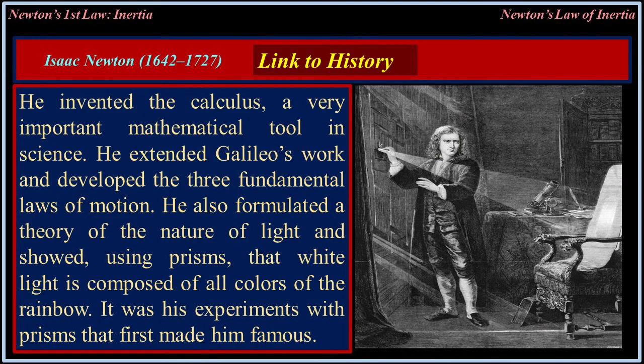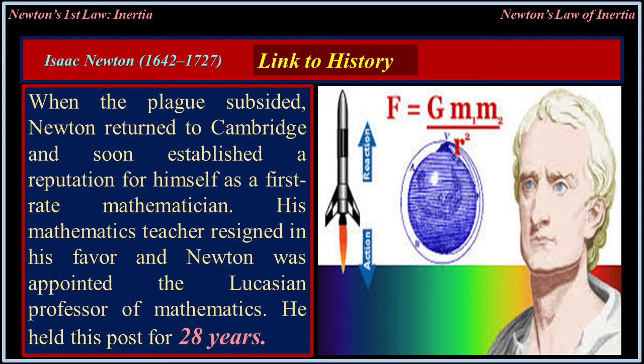He invented the calculus, a very important mathematical tool in science. He extended Galileo's work and developed the three fundamental laws of motion. He also formulated a theory of the nature of light and showed, using prisms, that white light is composed of all colors of the rainbow. It was his experiments with prisms that first made him famous. You might want to look up the scientist from the Middle Ages called Alhazen, the father of optics.